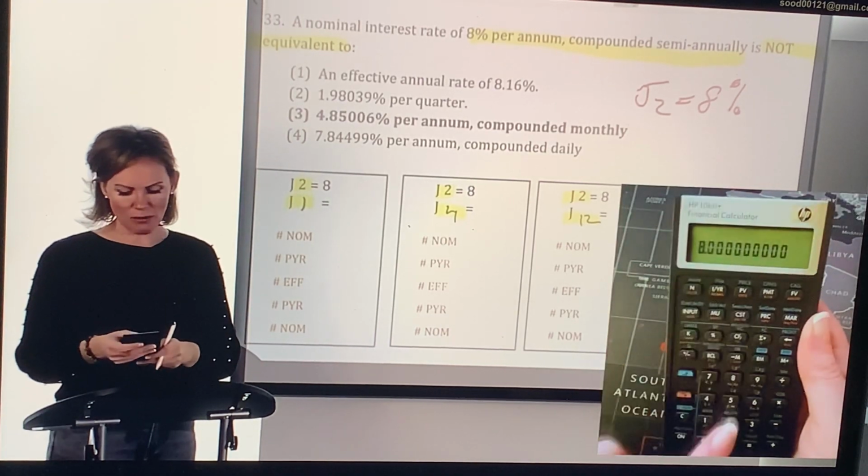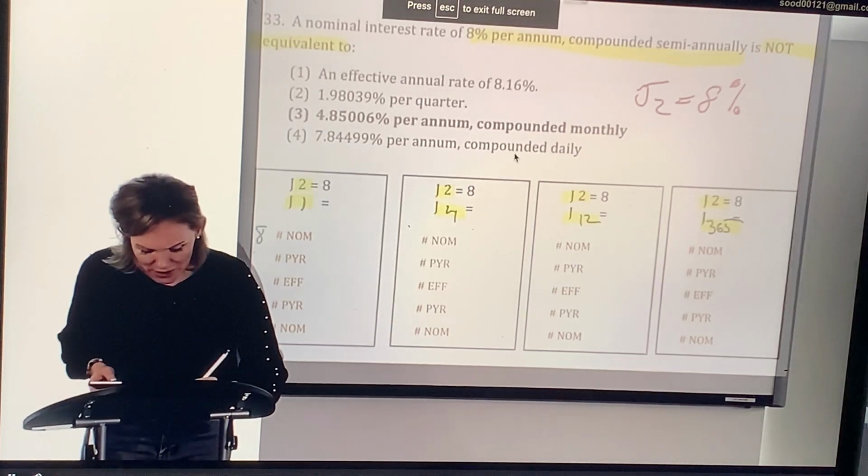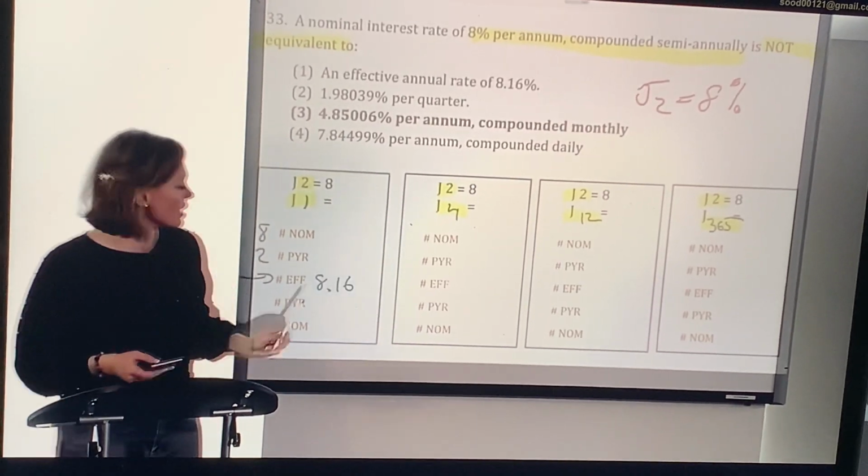So if I take 8 shift NOM, and then do 2 shift PYR shift effective, I can just stop right here. Okay, so let me write it down. A2, and then press effective. It'll come up to 8.16. What's this? That is a J1.